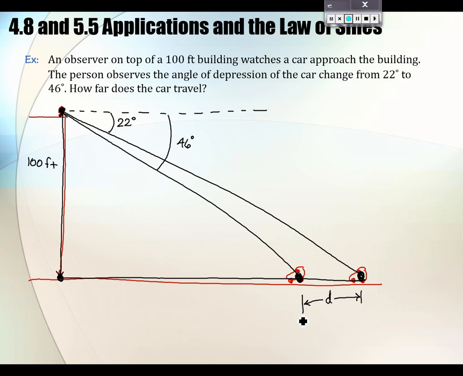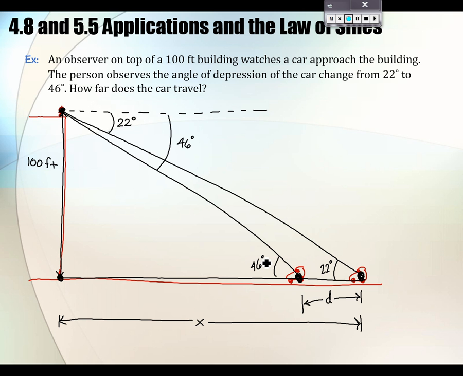And then again, we want some equation that involves D, right? But that's a little less obvious this time, huh? If you said that the full length was x, then you could find. All right, let's define the full length to be x because Teo said so. Then you could say that tangent 22 would be 100 over x. Here's 22. Here's 46.